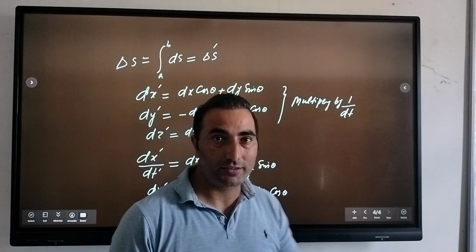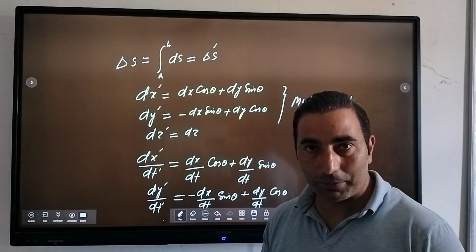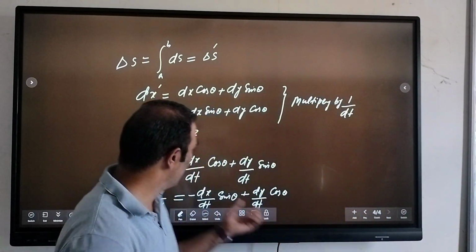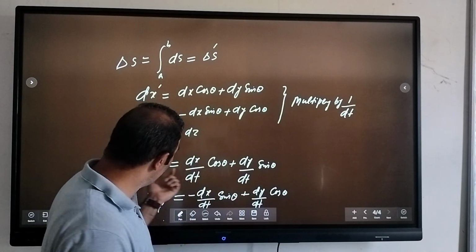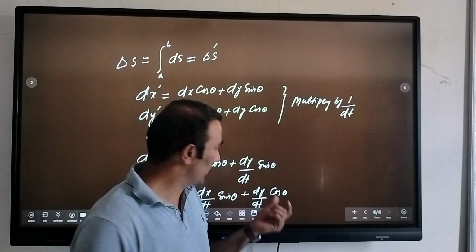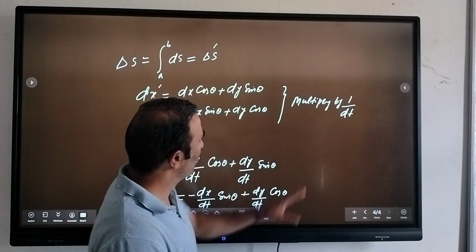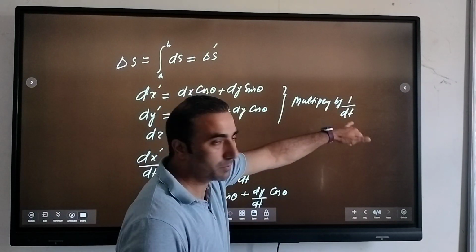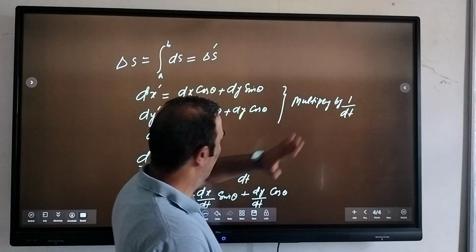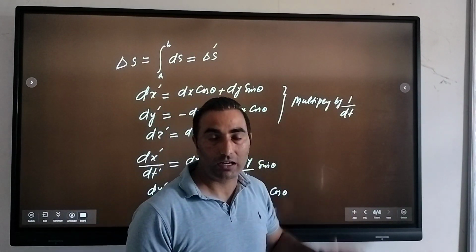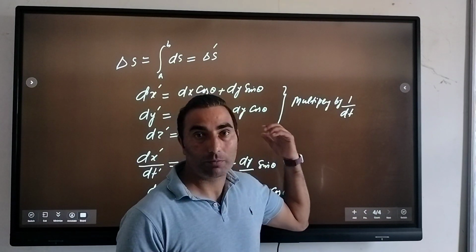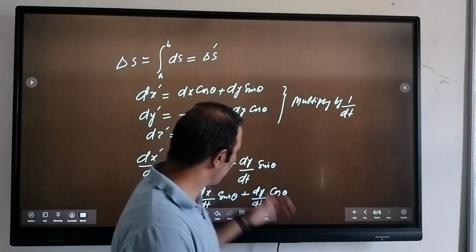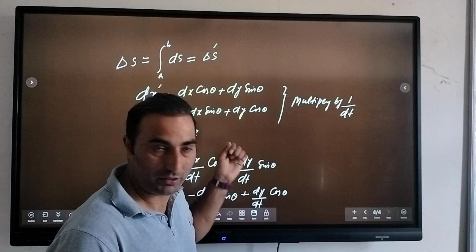Because I have to multiply this dt prime on the left hand side, because this is basically for this primary frame of reference. So that's why I multiply by 1 by dt prime. Here you have to multiply by 1 by dt. So on the right hand side you need to multiply by 1 by dt, and on the left hand side you need to multiply by 1 by dt, right? Because that's in the primary frame, those coordinates, right?